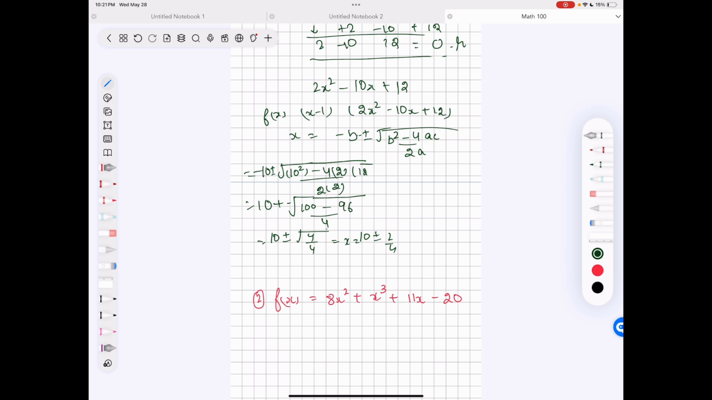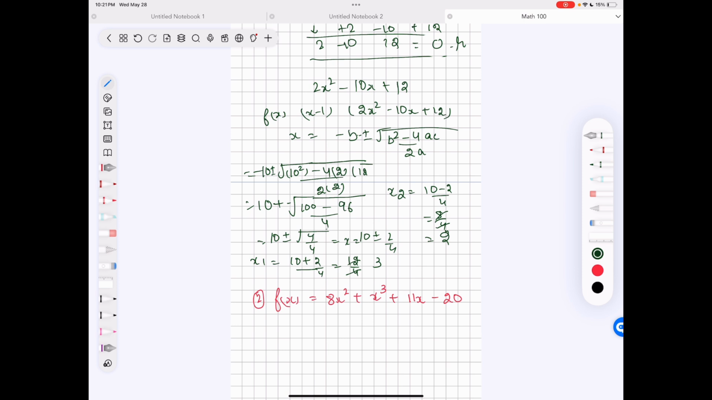So x1 would be 10 plus 2 over 4, which would give us 12 over 4, 3. So x1 could be 3, and then we can do x2 equal to 10 minus 2 over 4, which would give us 8 over 4, and then we would get 2 as our final answer.